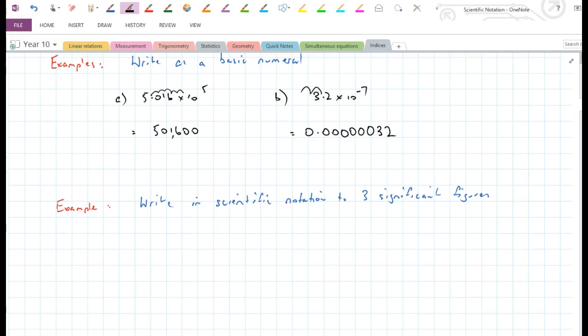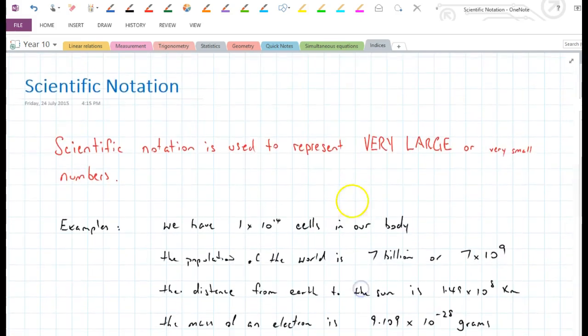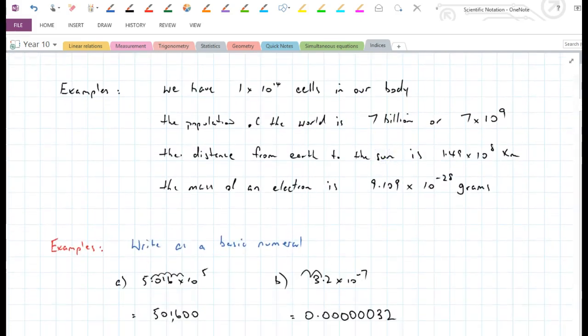So the first number is 5,218,300. I like using commas to separate. That in scientific notation, this is how we write it. I didn't go through this up here before, but numbers in scientific notation have to be written a certain way. The rule is that there has to be a number between 1 and 10 multiplied by a power of 10. This number here is always between 1 and 10, and it's multiplied by a power of 10.